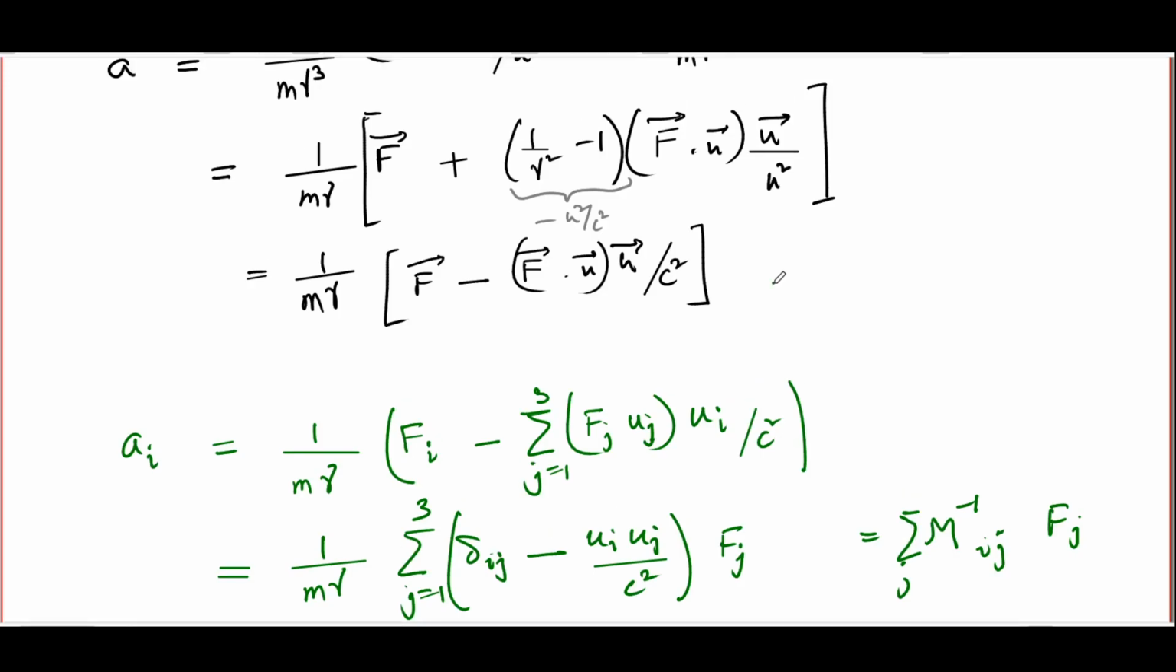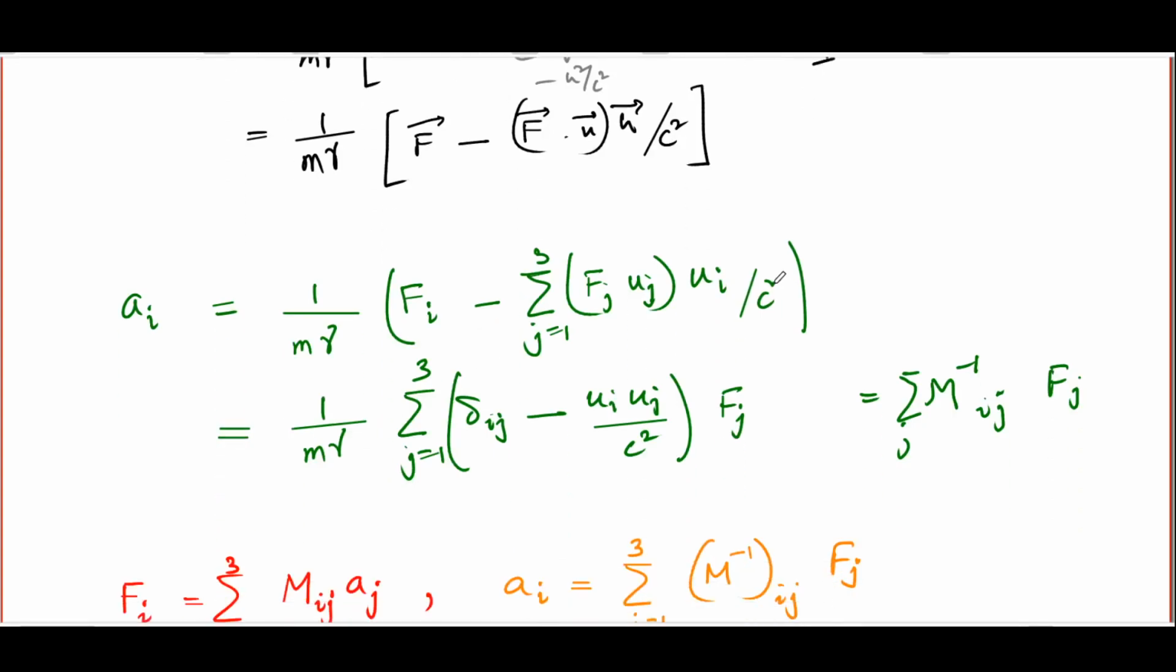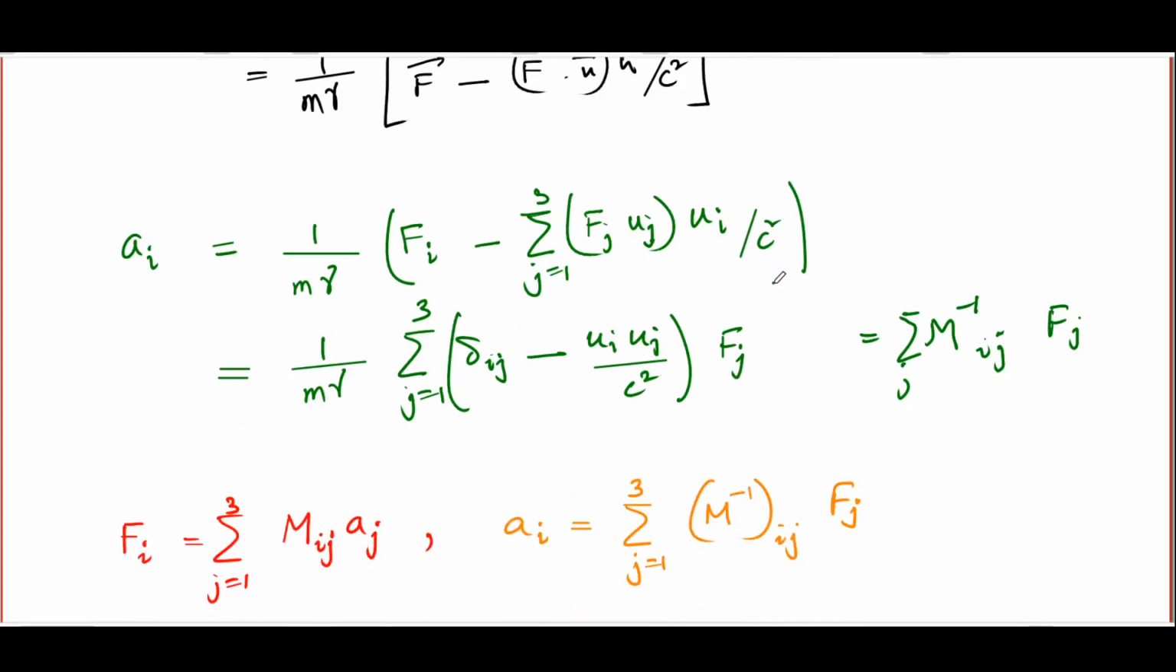To summarize then, the ith component of the force F_i is given by the sum over j equals 1 to 3 of M_ij a_j. So that's the mass tensor for you, and the inversion of this relation gives you a_i, again the sum over j going from 1 to 3 of the ijth element of M inverse acting on f_j.